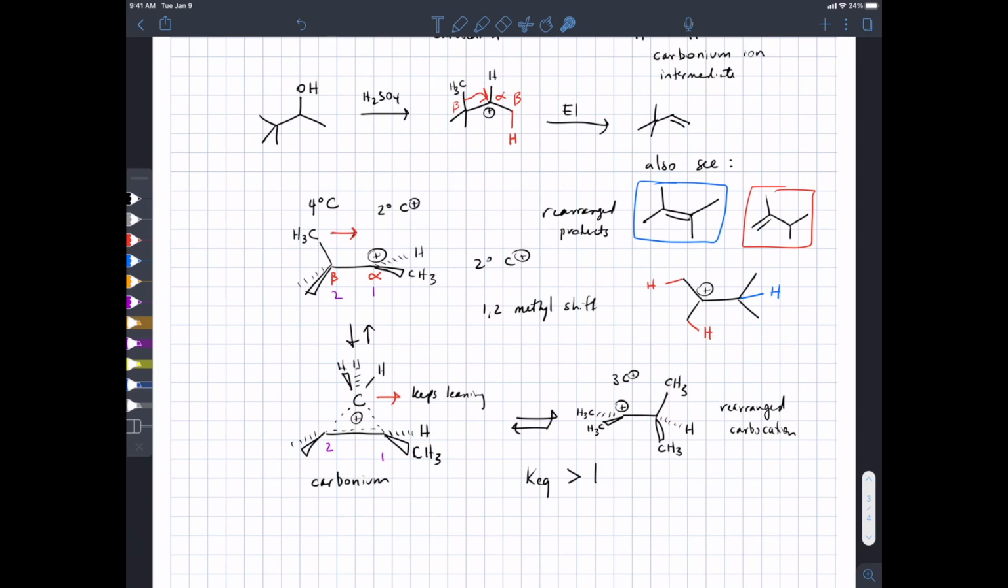Sometimes your text, though, will give you a problem and show you one or two of the rearranged products as the only products, and then ask you how it happened. But for my predict products questions where carbocation rearrangement is a thing, I want you to draw all the possible products, rearranged and not rearranged. I won't expect you to tell me whether rearranged dominate over not rearranged. Okay, questions so far?